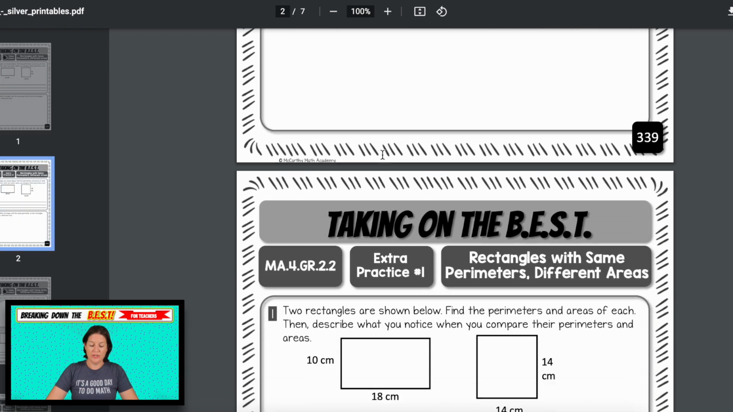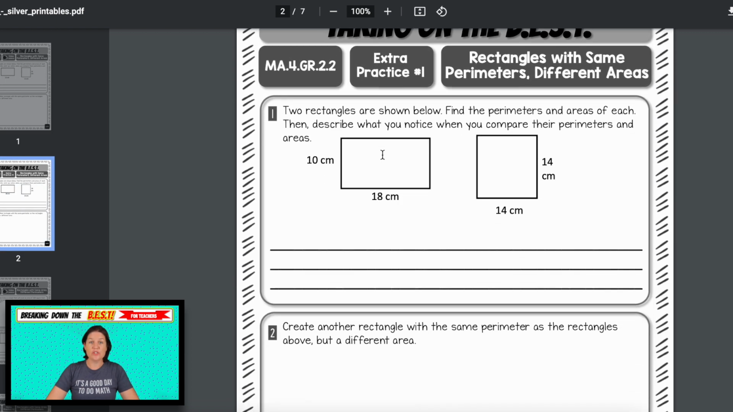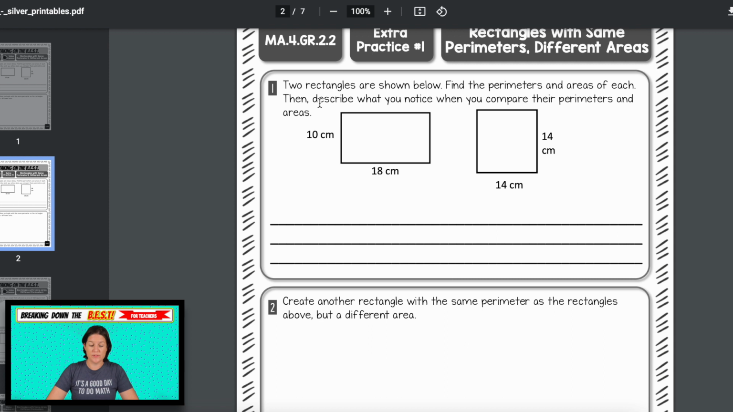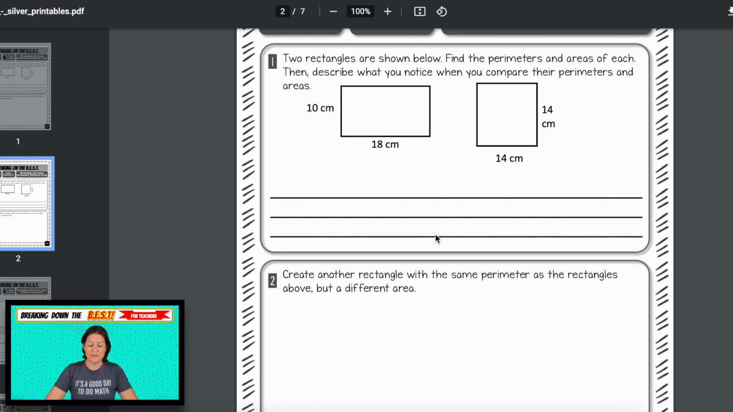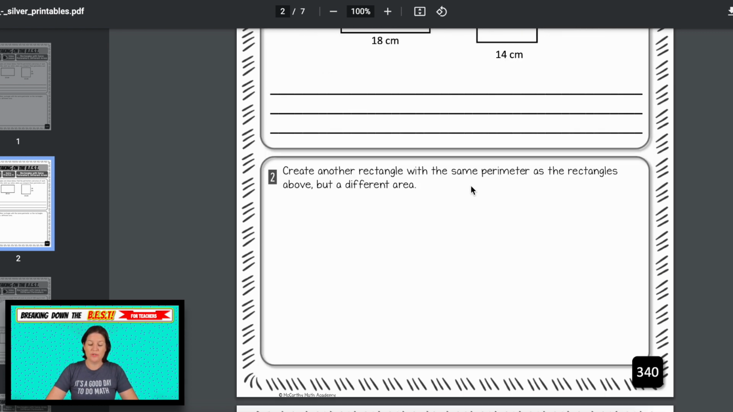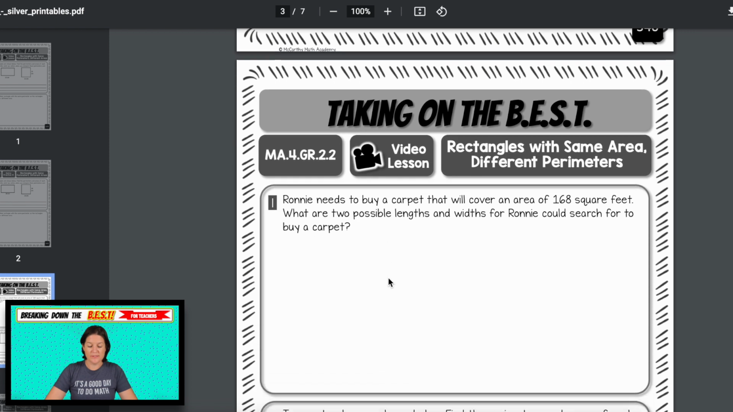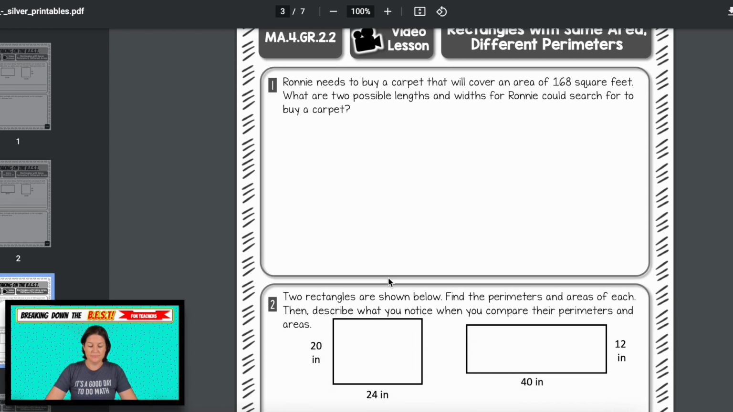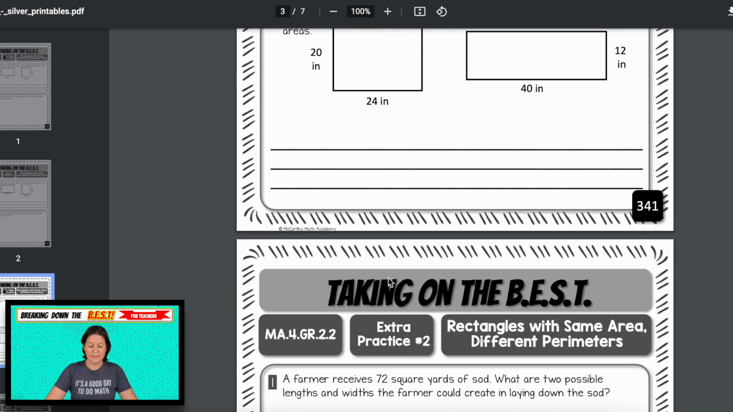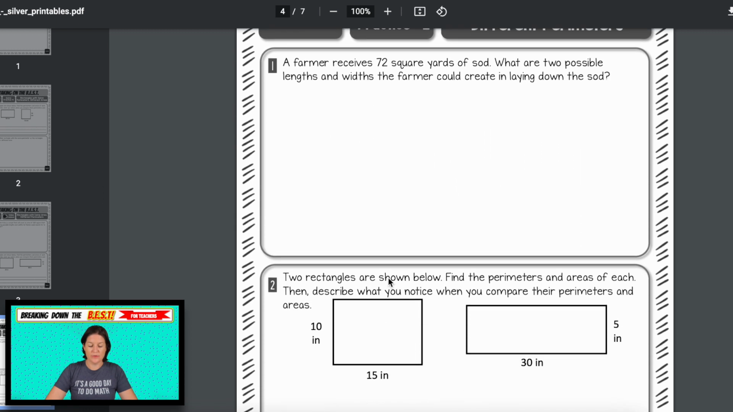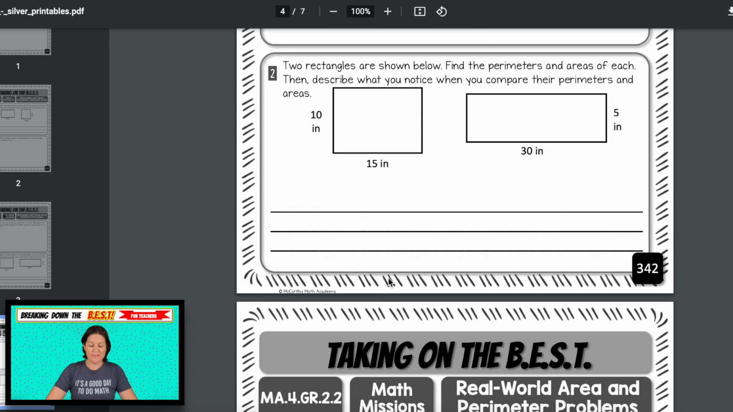And then when we go here, you'll see that the extra practice page is just like what we did in the video lesson. So it says 2 rectangles are shown below. Find the perimeters and areas of each. Then describe what you notice when you compare their perimeters and area. Create another rectangle with the same perimeter as the rectangles above, but with a different area. Then there's the next video lesson, and then extra practice that goes along with what they just did in the video lesson.